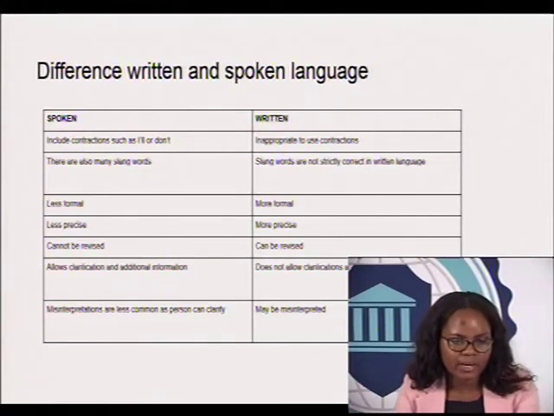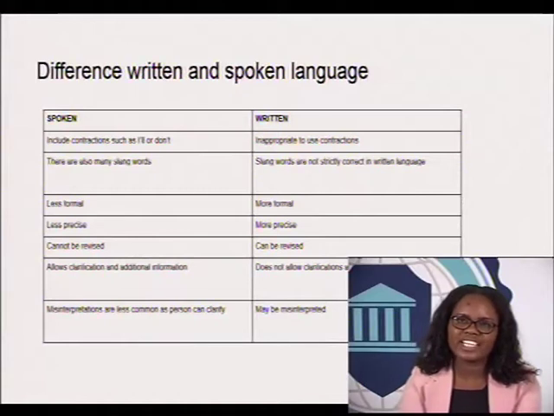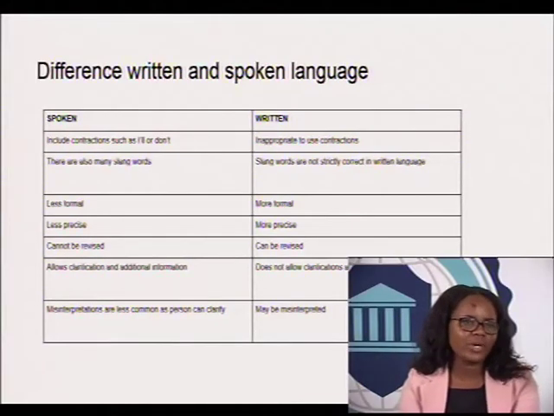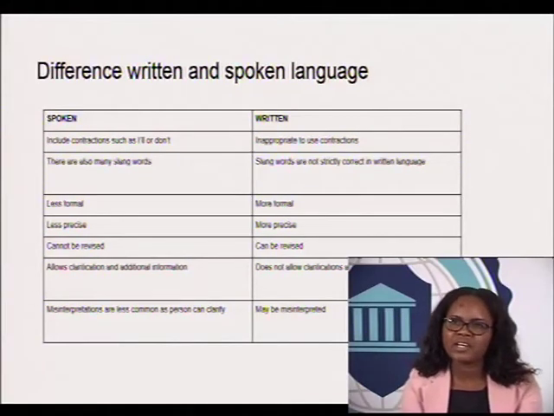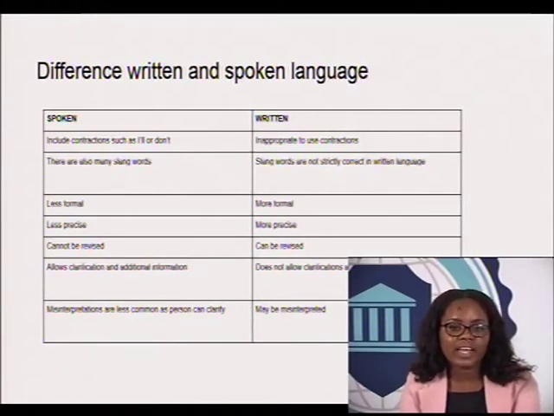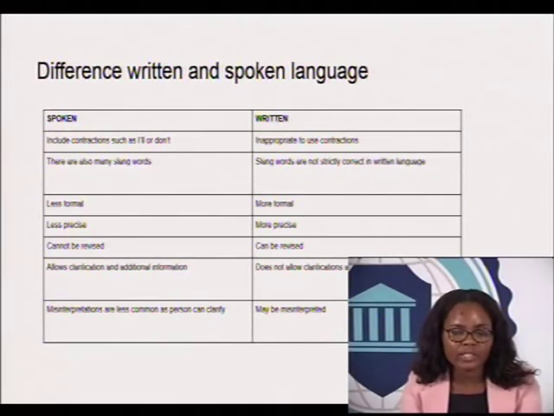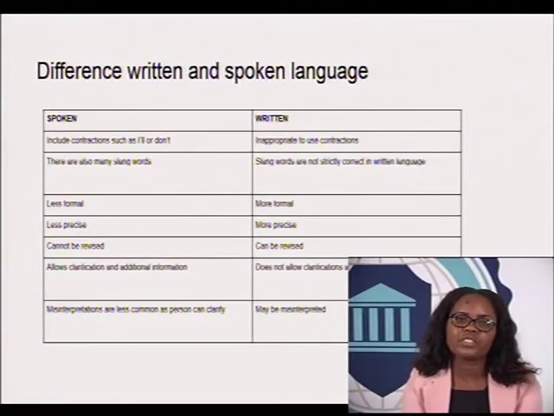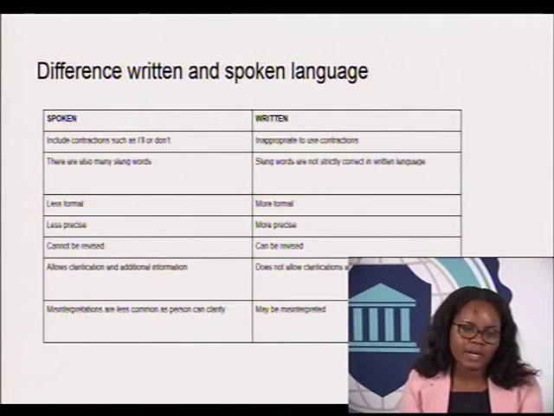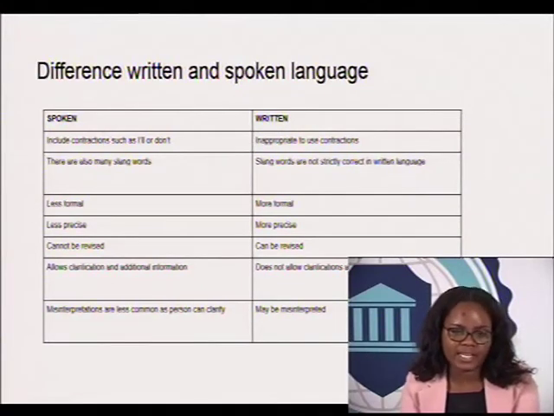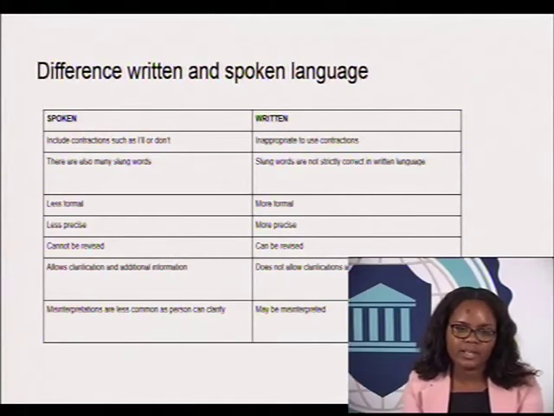Again, spoken language is less formal. You don't need to adhere to grammar rules. You don't have to pronounce correctly. But with written language, you have to be formal. You have to stick to the rules. Spoken language, again, is less precise. But written language is more precise.